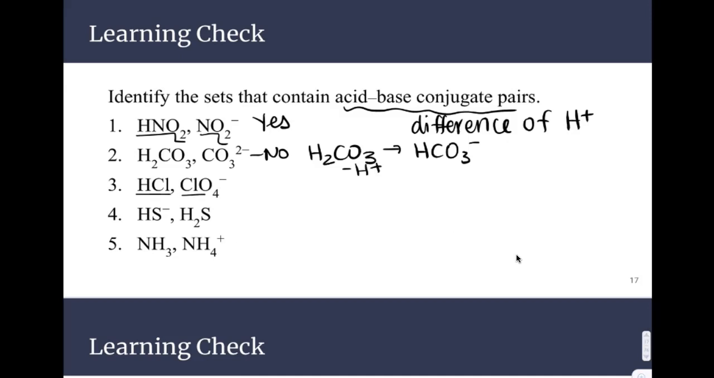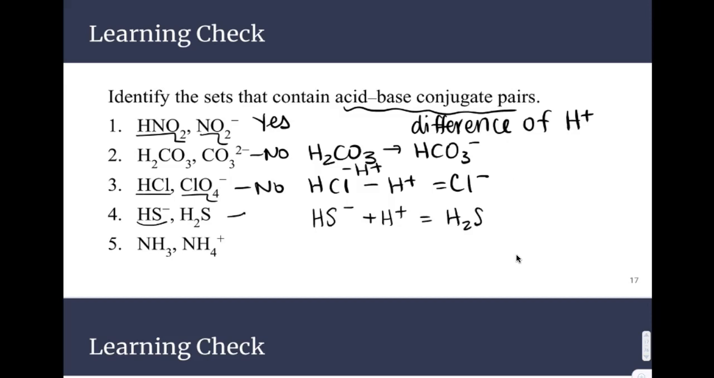What about hydrochloric acid and the chlorate ion? Hydrochloric acid, if you get rid of the H, you get Cl-, not chlorate. So that's really important that you have that nomenclature of acids because you will get caught up in a question like this. Now if you have HS-, this is acting as a base. If you add an H+, does it become H2S? Yes. And here, the NH3, if it acts as a base, would it turn into NH4+? Yes.